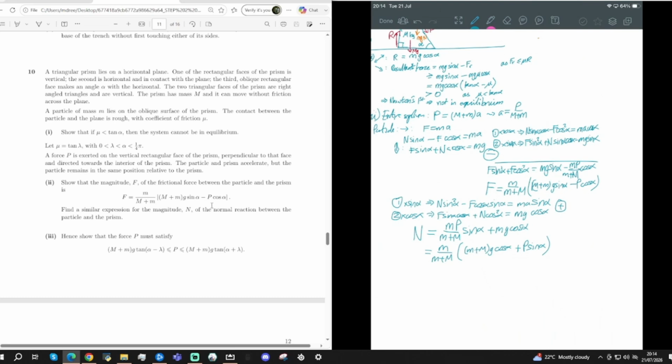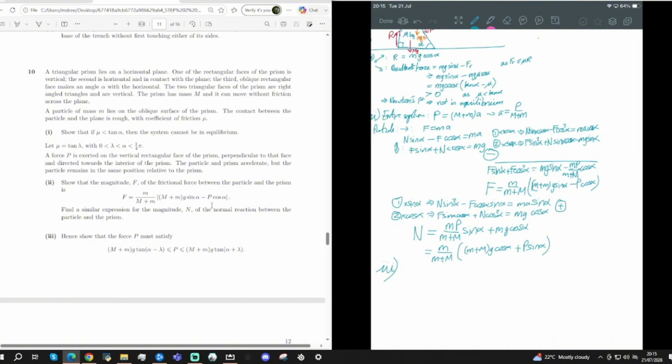Not really surprising. They are near equivalent, we're just doing horizontal and vertical forces. Okay, part 3. Hence, show that P must satisfy that expression.